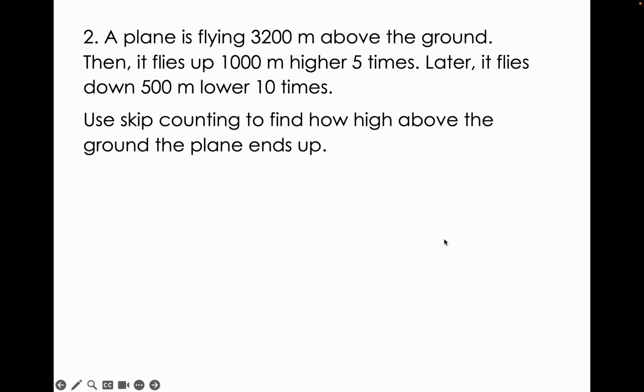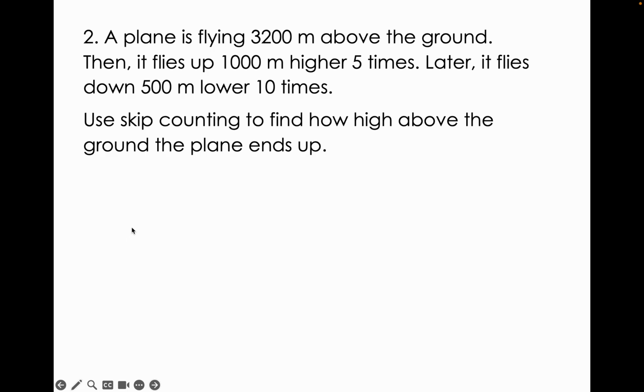Okay, here's another question for you to do. A plane is flying 3,200 meters above the ground. Then it flies up 1,000 meters higher 5 times. Then it flies down 500 meters lower 10 times. Use skip counting to find out how high above the ground the plane ends up.